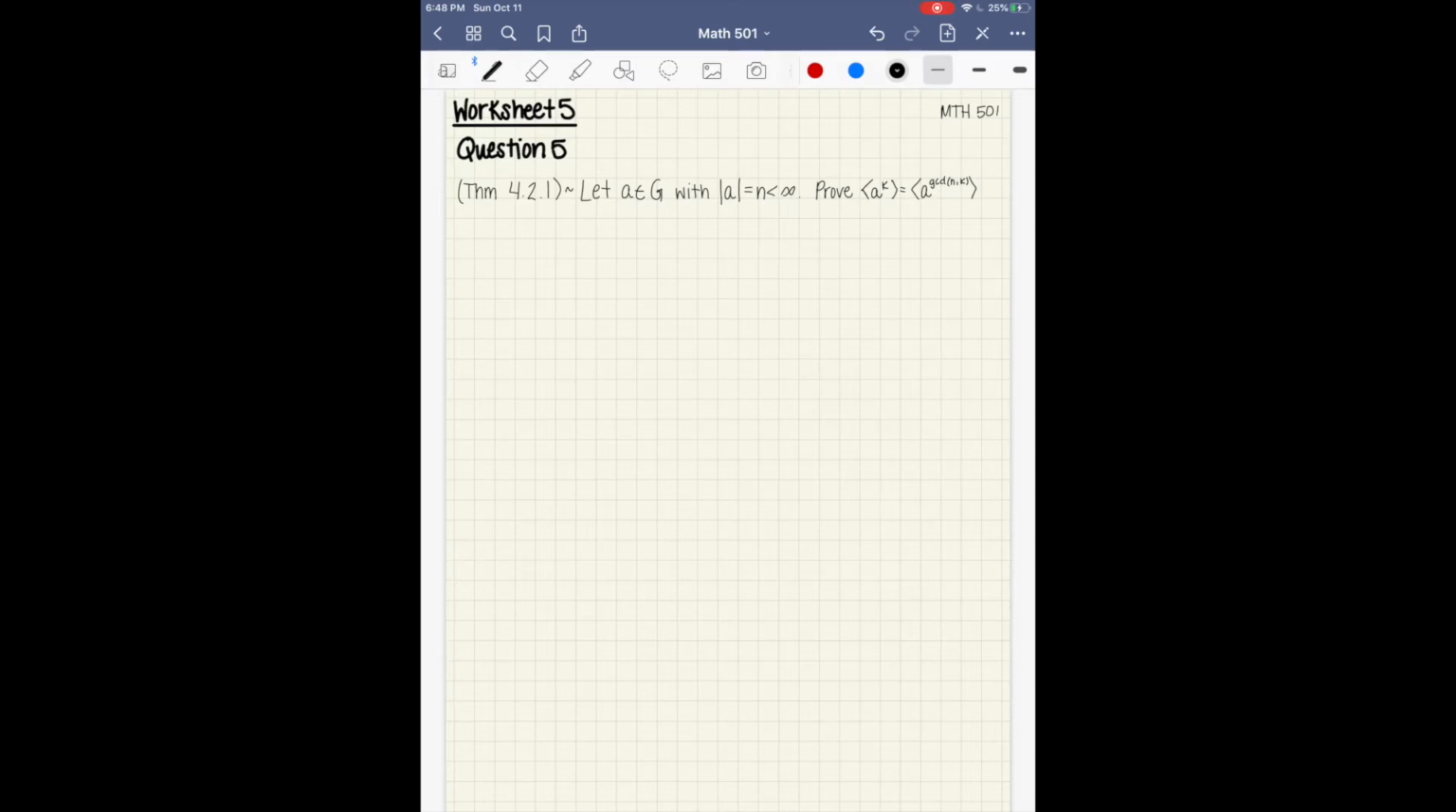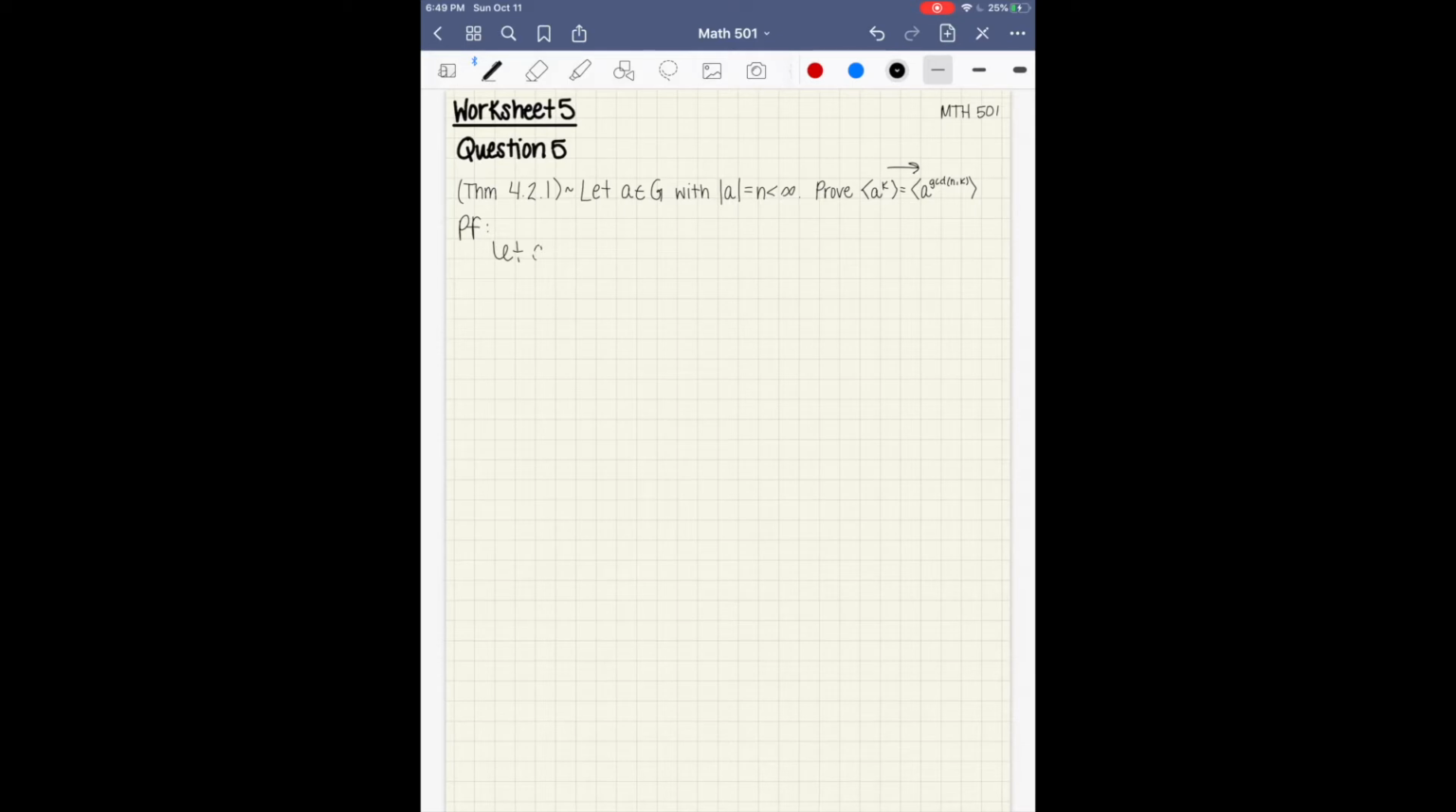This week I had question 5 on worksheet 5. Since this is a prove-equality problem, we have to show one way as a subgroup and then show the opposite way as a subgroup. So the first thing that I'm going to do is prove going this way for a subgroup.